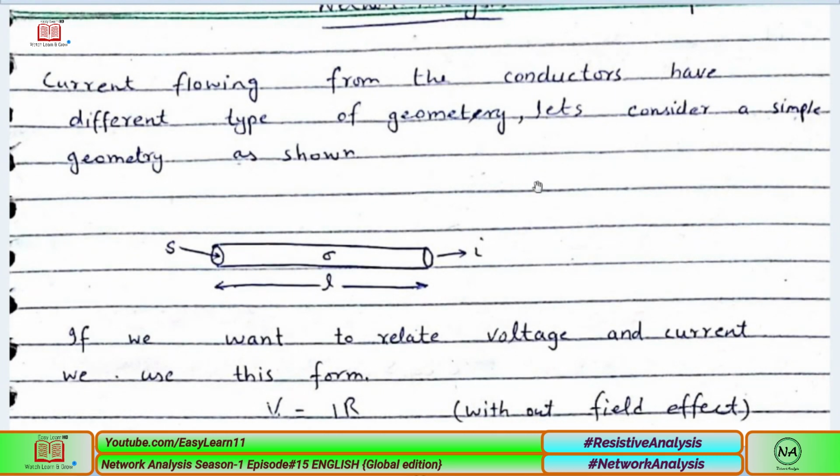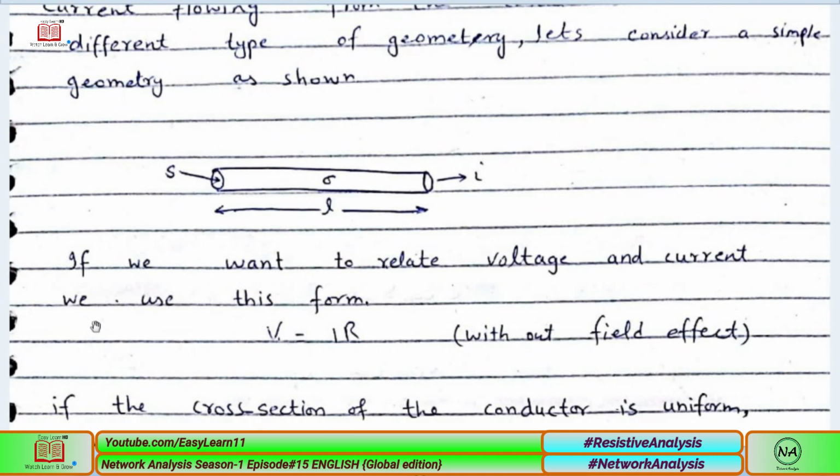So for the beginning, we are going to start the discussion with the basic, simple case, the constant parameters. This is a simple geometry having a uniform area throughout the length L, and this needs to be discussed in today's episode. If we want to relate the voltage and the current, we use the form V is equal to IR, without the field effect.